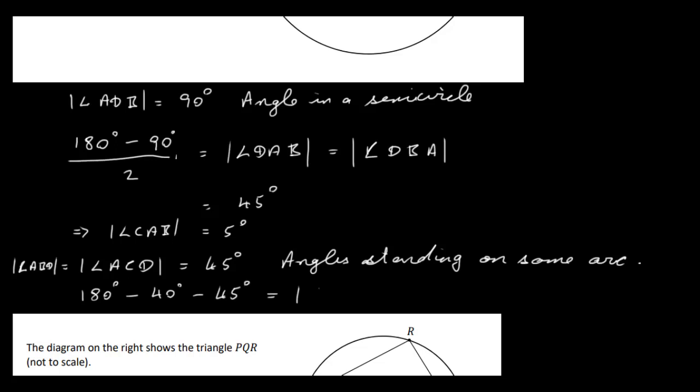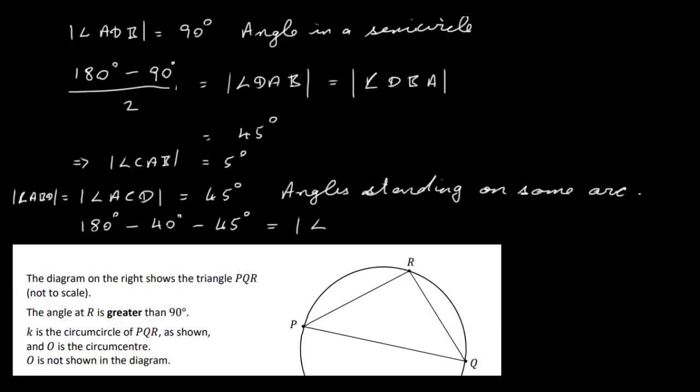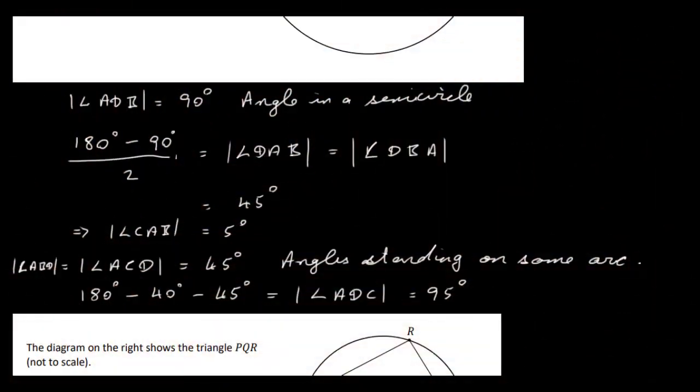That's going to be equal to the size of the angle ADC. And what you get when you do that is 95 degrees. And that's it there then. Okay, and we didn't actually need the 5 degrees here, but we got there anyway eventually.